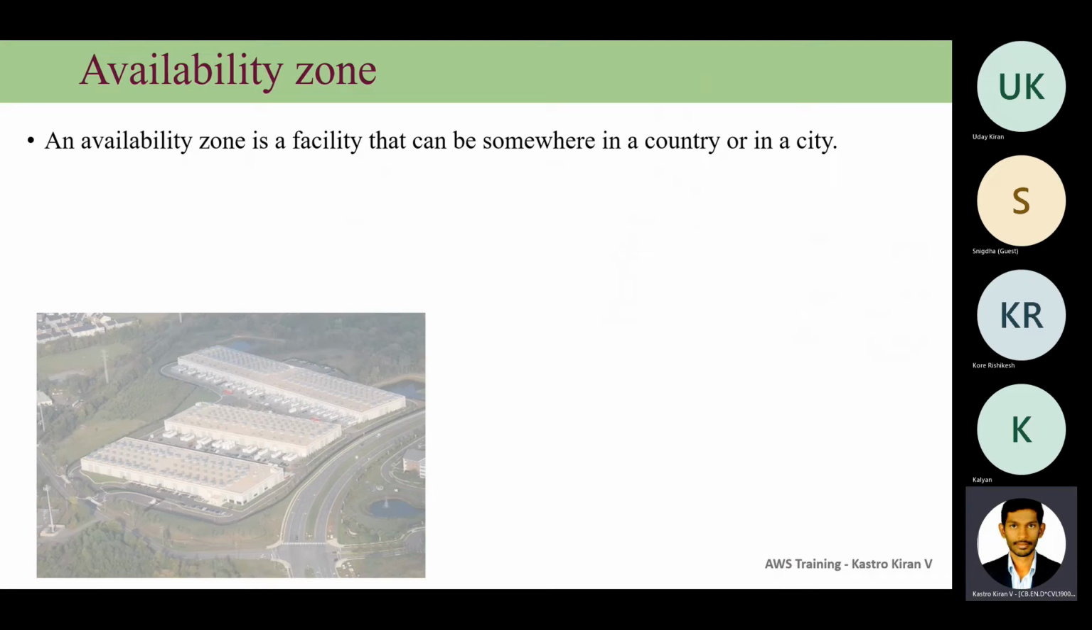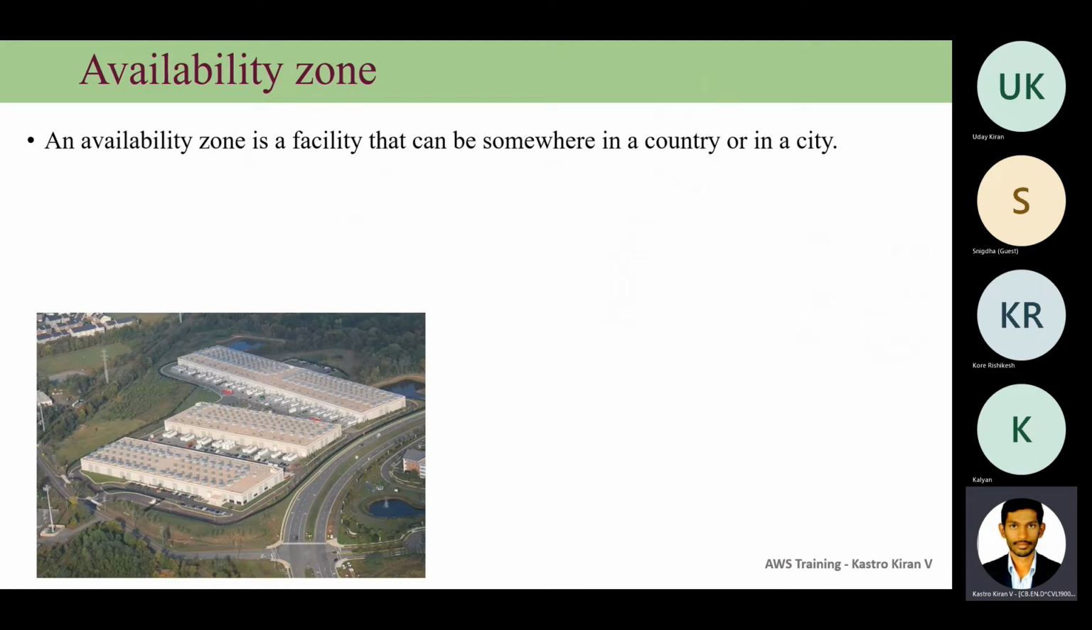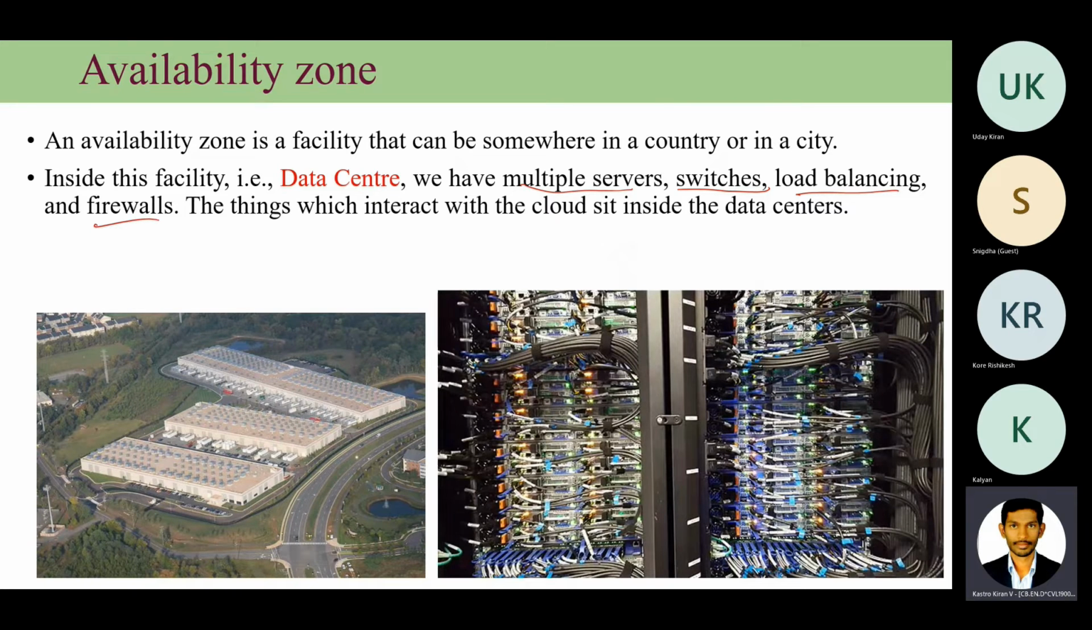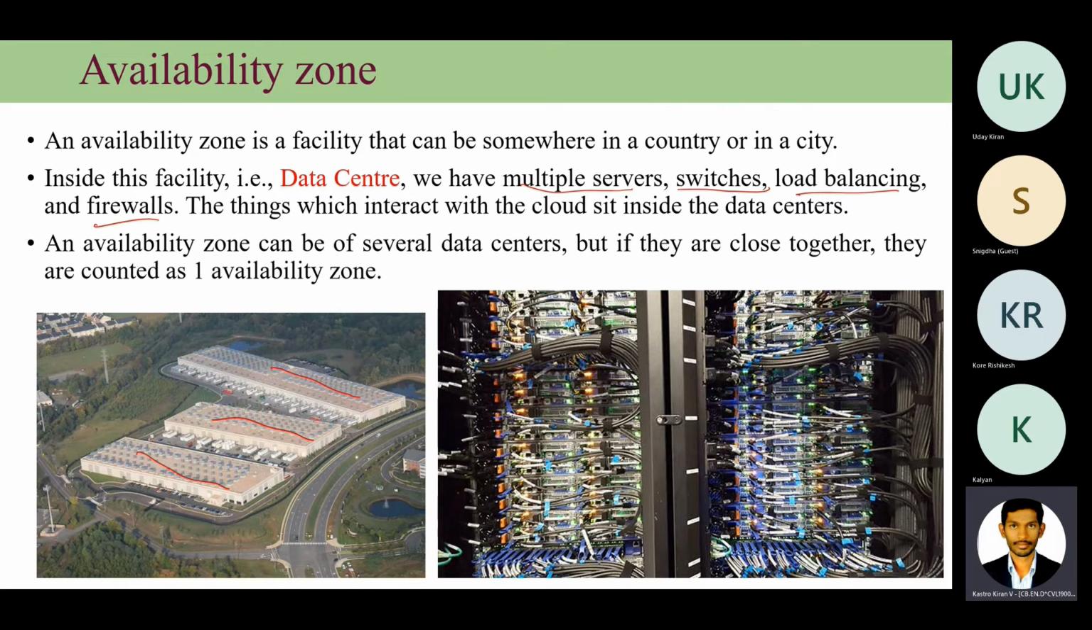As I said earlier, in availability zones we have the data centers. Now, what will be in data centers? As I told earlier, it will have the servers, switches, load balancers, firewalls, and cables. All these things will be inside the data center. Inside each building, you will have a huge number of server racks. Inside these server racks, you'll have the servers connected with cables and switches. That's what is available in the availability zone.